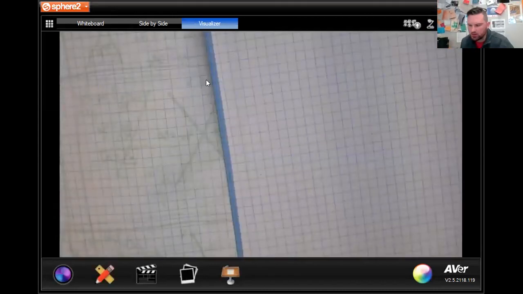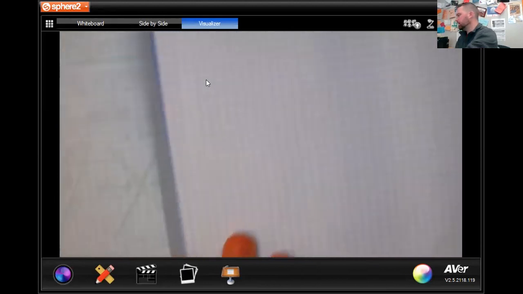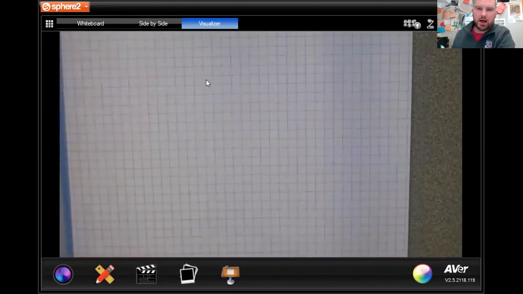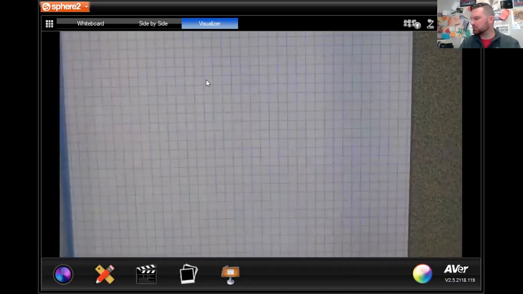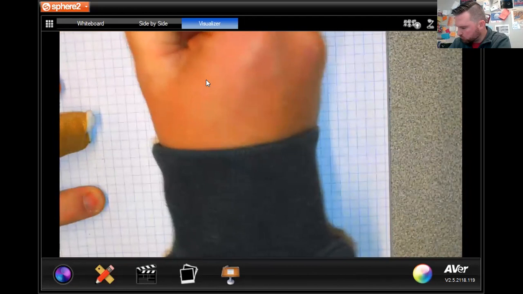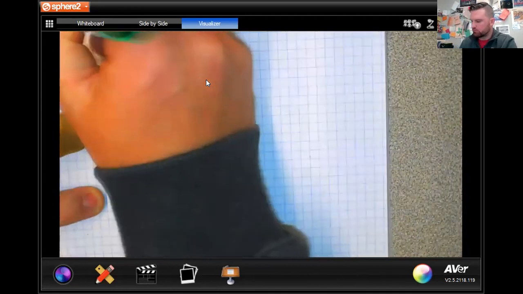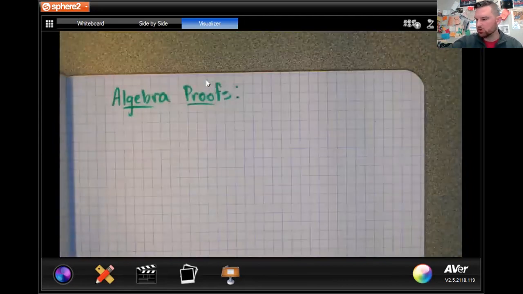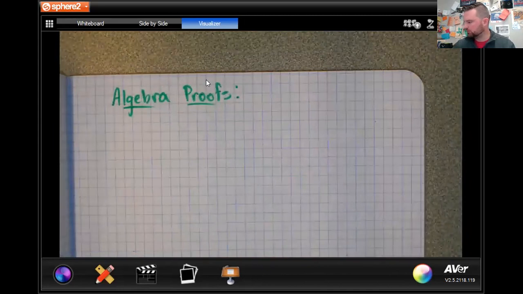Okay, so here on page 39, we're going to go into proofs by starting with some algebra proofs. You should have gone through algebra before this class. So that's what will make proofs a little bit easier.